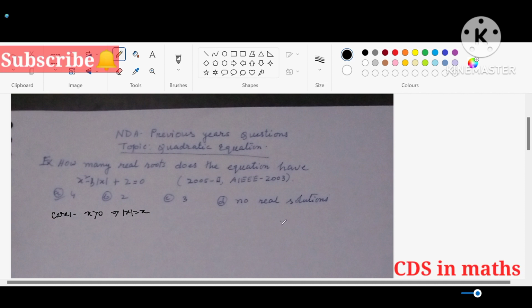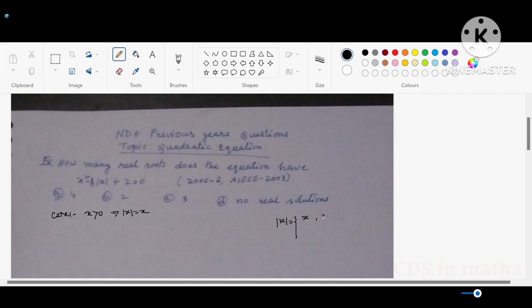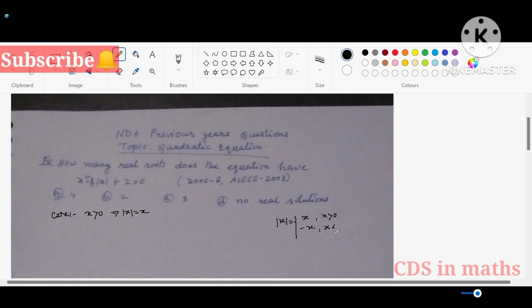Let me remind you again the definition of mod x. Mod of x is x if x is greater than 0. Mod of x is minus x if x is less than 0. Mod of x is 0 if x is equal to 0. So this is the mod definition, the modulus of a real number.